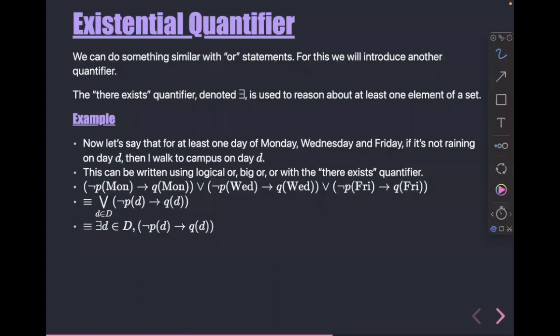But I also can use my existential quantifier. So I can say that for at least one of these days, there exists a day, basically. So there exists a day D in our big set of days, big D, where if it's not raining on day D, then I walk to campus on day D. So you kind of see how the existential ties in with your or operator in logic. But basically, it just means that there's at least one instance in this set where this is happening.